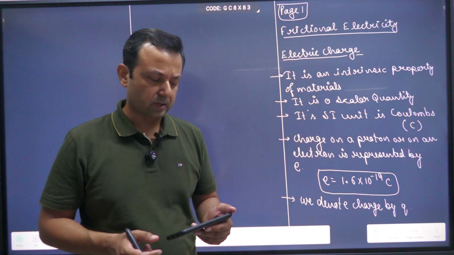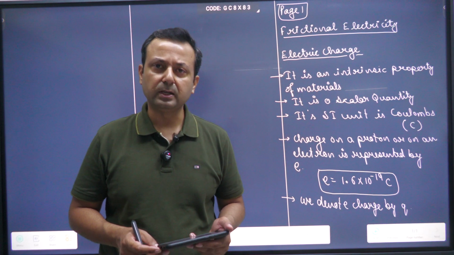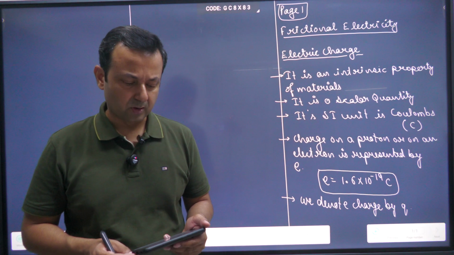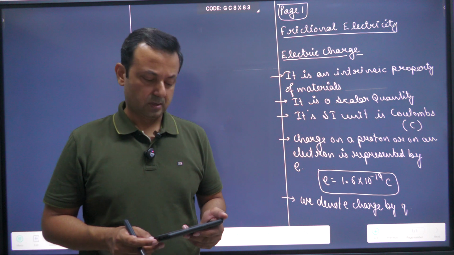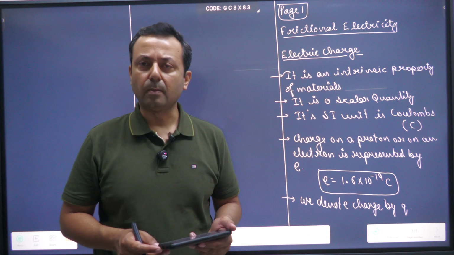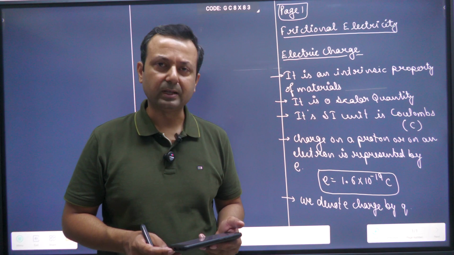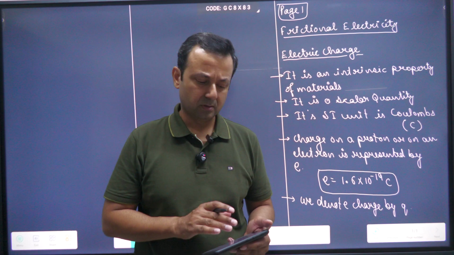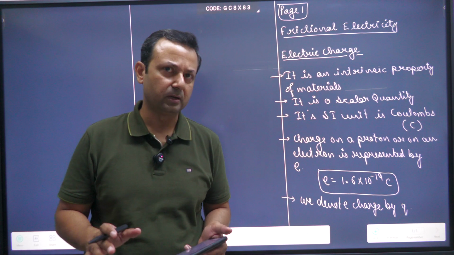Some of the applications are in electrostatic loudspeakers. Second, in electrostatic spraying of paints and powder coating. Third, in fly ash collection in chimneys. Fourth, in a Xerox copying machine. Fifth, in the design of a cathode ray tube used in television and radar. So you have to just read these applications. No need to learn them.